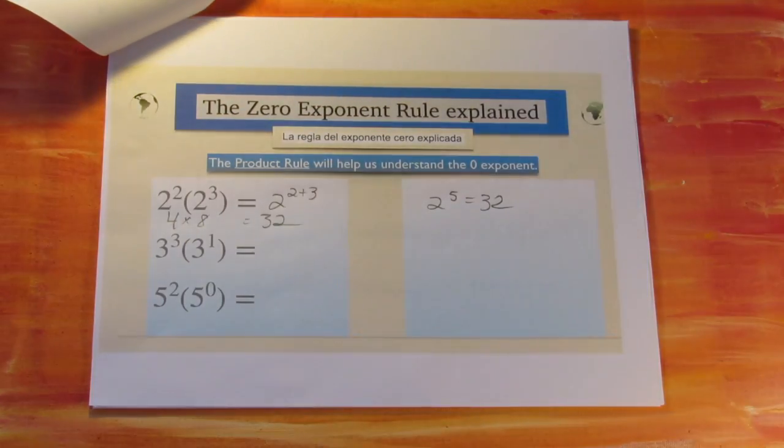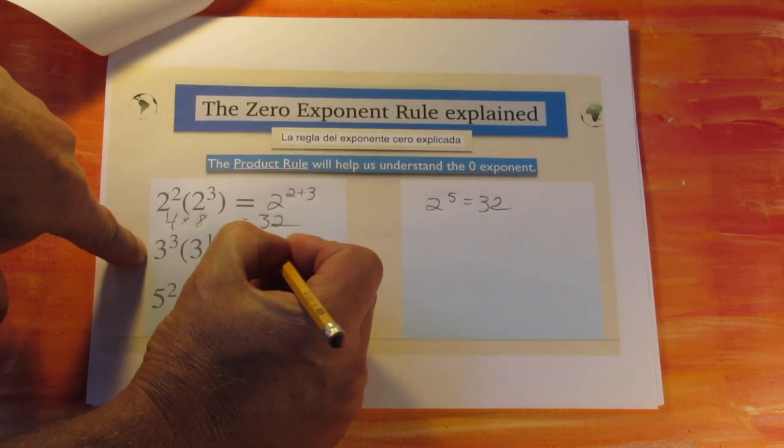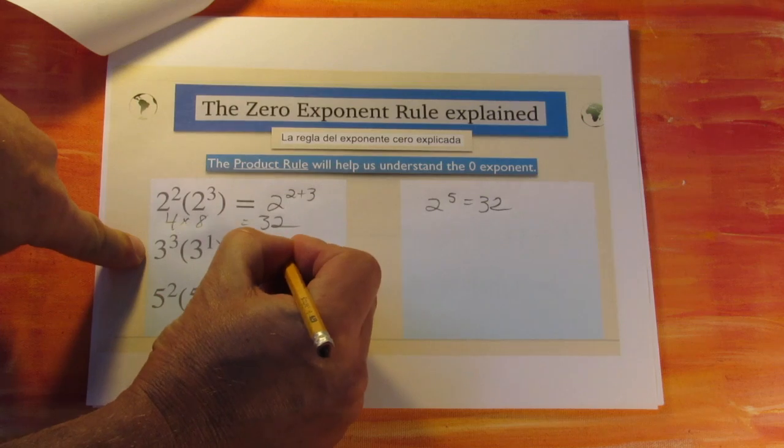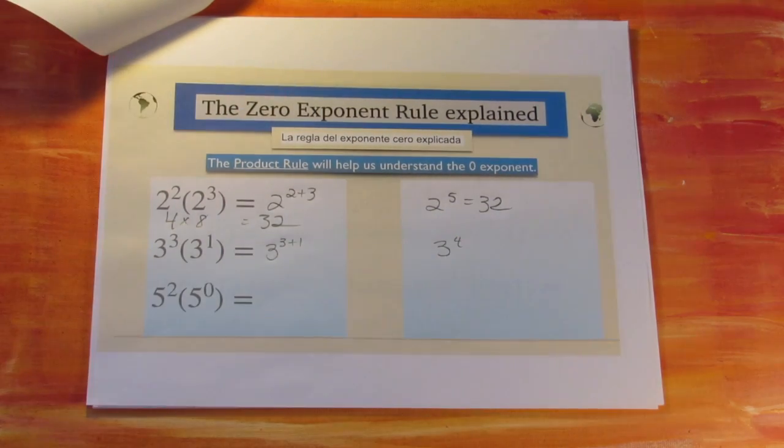Again, that's sort of proof that that works. And you'll get into proofs when you get in high school. But for now, let's just get these rules understood. One other example, 3 to the third times 3 to the first would be 3 to the 3 plus 1, which would be 3 to the fourth power. But that equals 81.